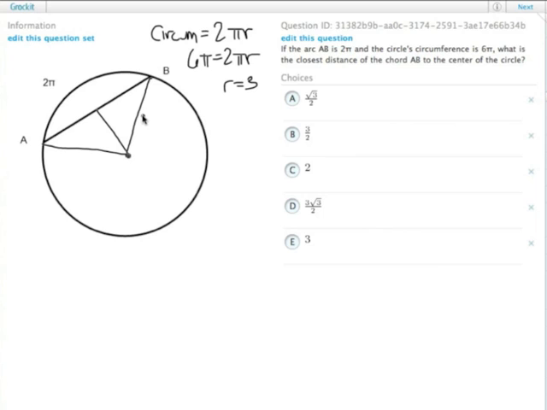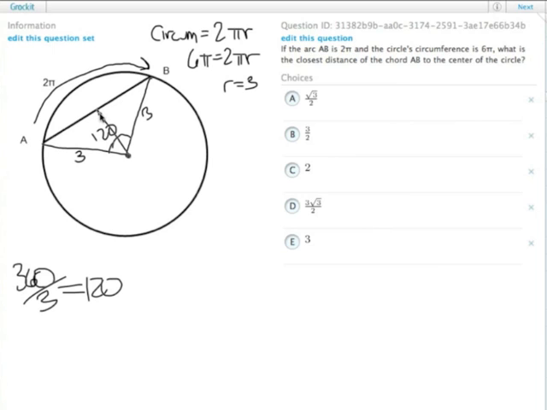So now this guy equals 3 and this guy equals 3. We now have a triangle. We also know that this arc length here, this 2 pi, is 1/3 of the entire circumference of the circle. If the arc length is 1/3 of the circle, the angle that generates it is also 1/3 of the circle. So since 360 is a full circle, 1/3 of that is going to be 120. This whole angle here is a 120-degree angle.